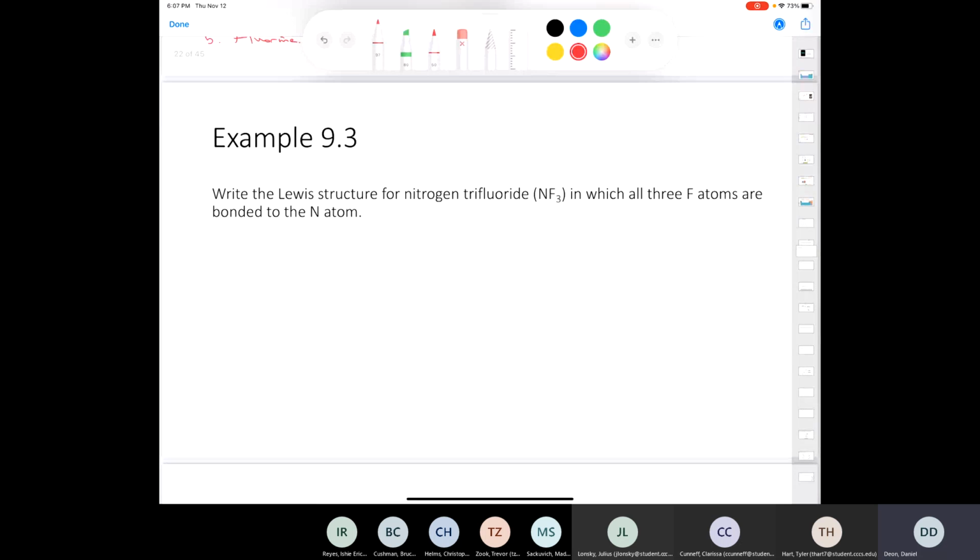Here it says, write the Lewis structure for nitrogen trifluoride in which all 3 fluorine atoms are bonded to the nitrogen. If we examine this molecular formula, NF3, and we think about the rules that were on the previous slide, it said to put the least electronegative element in the center. Well, we know that fluorine is the most electronegative element in the periodic table. So that means that the nitrogen is going to be in the center, and it's going to be bound to 1, 2, 3 fluorines, like this.